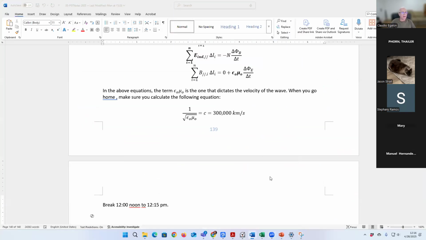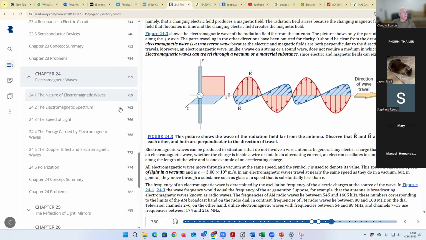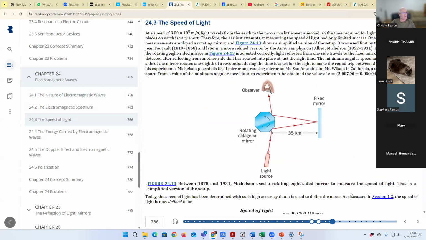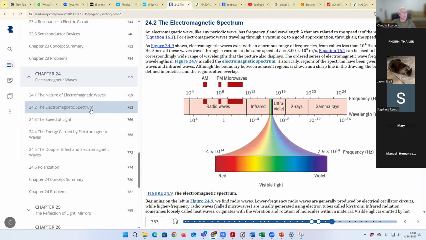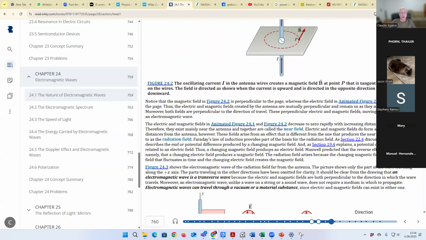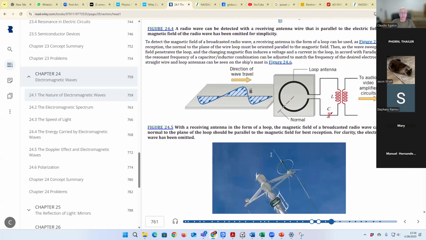Okay, so we are back here. And that's what we have. Let's see. That's the book right in here, right? Nature of electromagnetic waves, speed of the light. Okay, speed of the light. And let's talk about the electromagnetic spectrum right now. Okay, so over in here, he didn't do all that mathematical treatment that I did for you. He didn't even mention that.